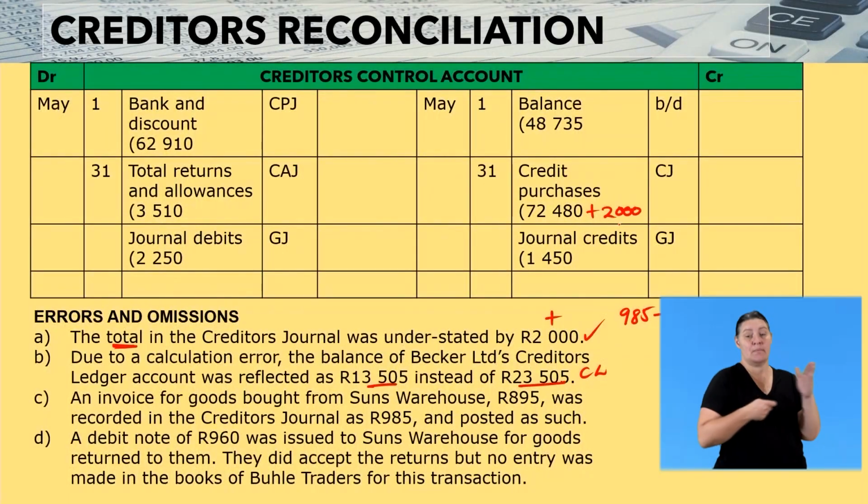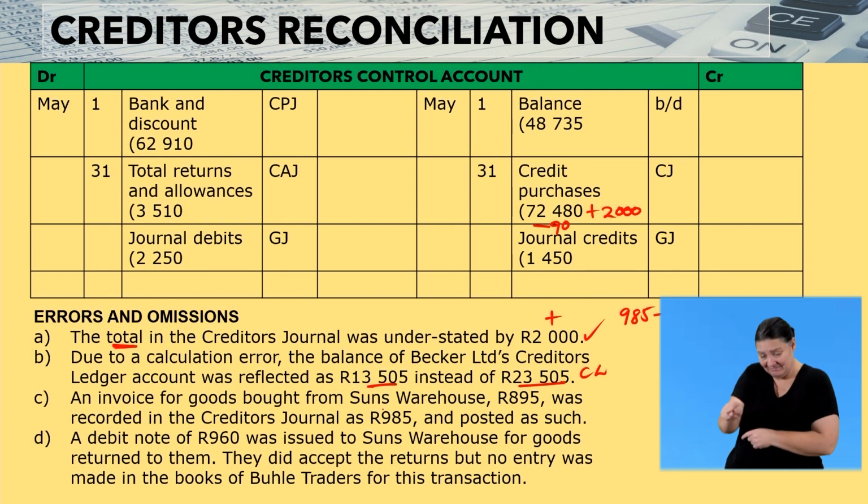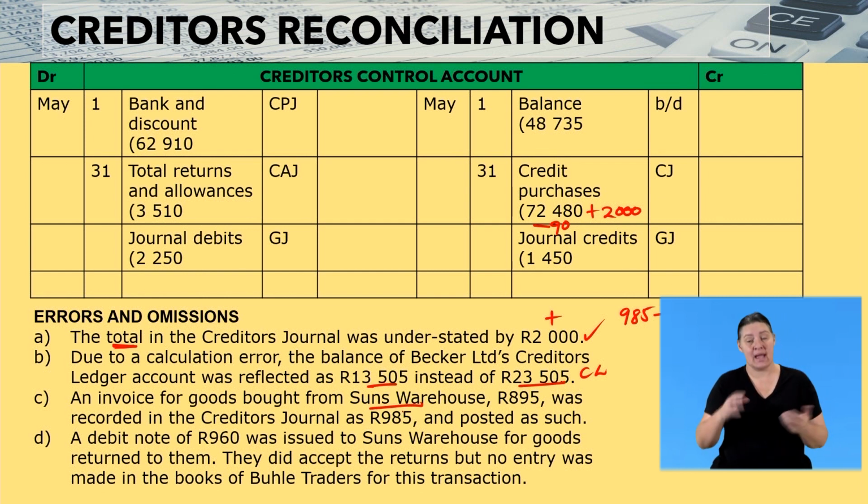And in correcting that, we are coming to where we record our purchases. Here is our credit purchases. I'll come and say minus 90. I have to remember to come and do the correction when I get to the creditors list under Sons Warehouse. Let's go to D.